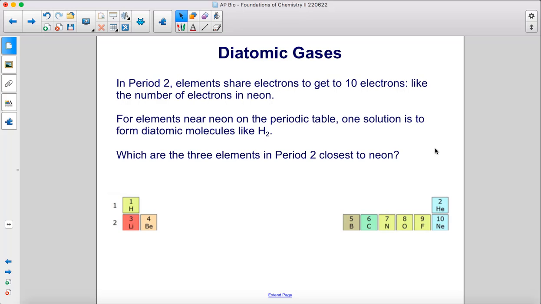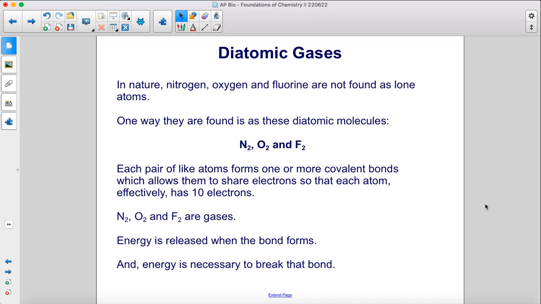In period 2, elements share electrons to get to 10 electrons, like the number of electrons in neon. For elements near neon on the periodic table, one solution is to form diatomic molecules like H2. Which are the 3 elements in period 2 closest to neon? In nature, nitrogen, oxygen, and fluorine are not found as lone atoms. One way they are found is as these diatomic molecules, N2, O2, and F2.